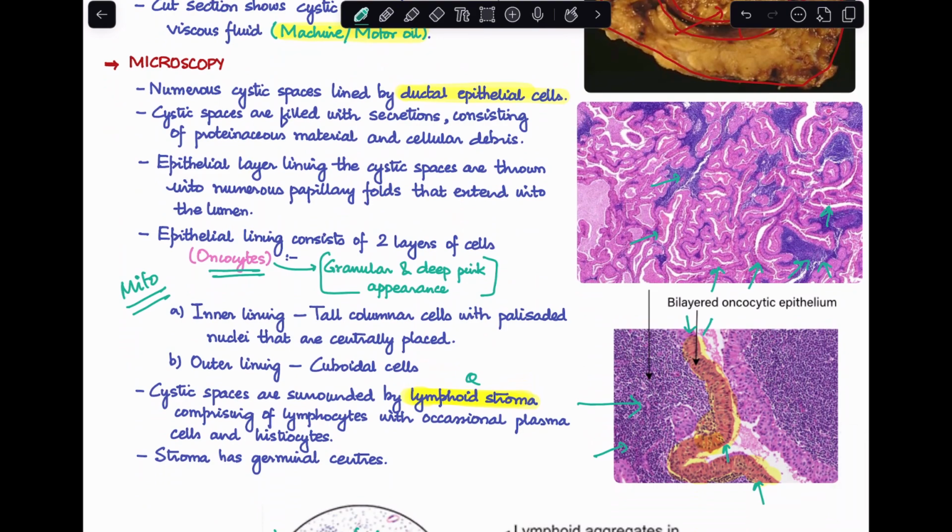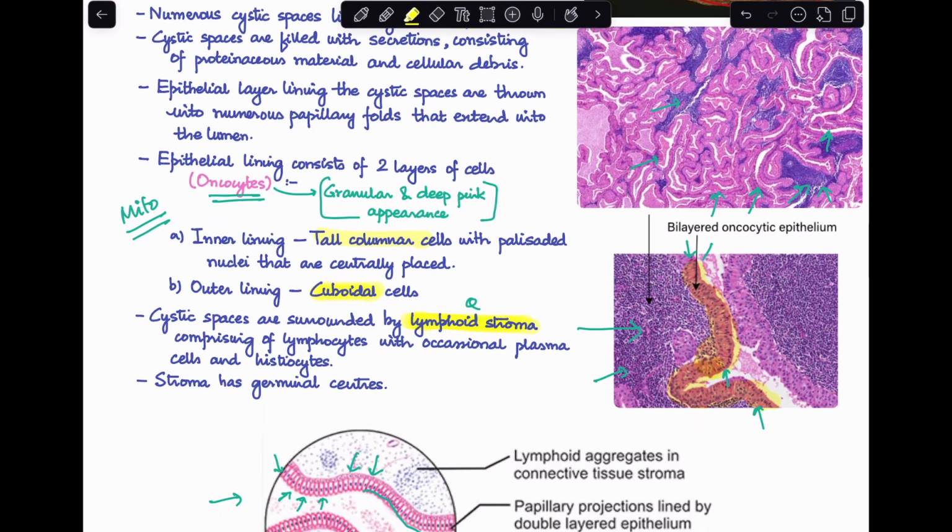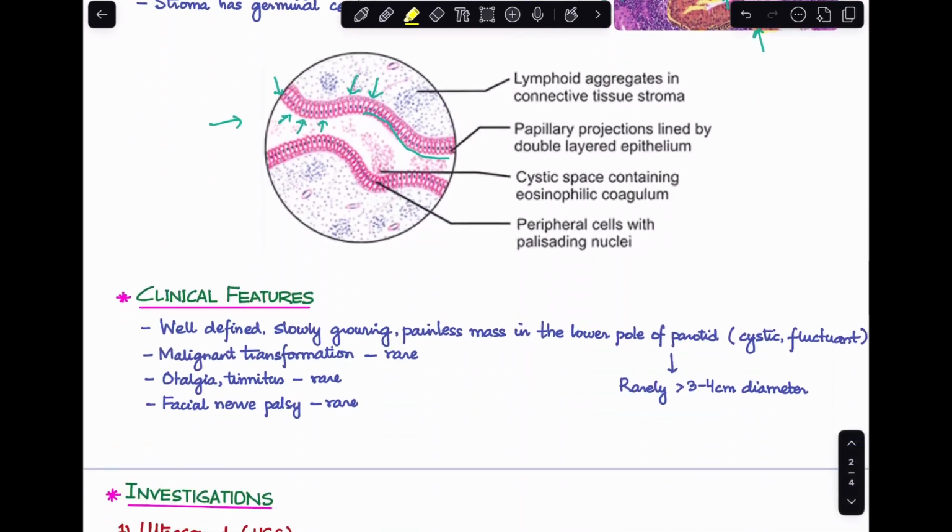Two main things: we'll have cystic spaces which are lined by oncocytic cells, and these oncocytic cells are two layered. There are two layers over here. The inner lining has the tall columnar cells and the outer lining has the cuboidal cells. And this epithelium is surrounded by lymphoid stroma which has germinal centers.